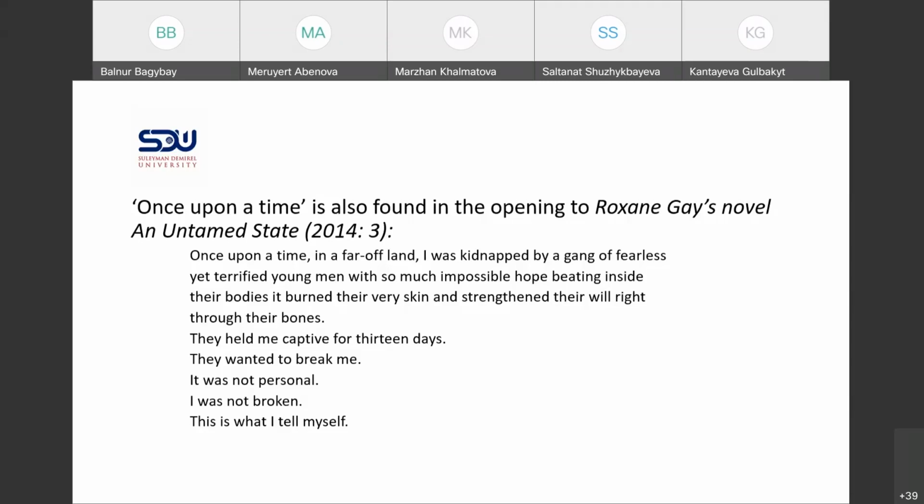Here the narrator is trying to find a way to understand what has happened to her, and she's trying to maintain her own self-worth through that shift. If you have a look at the constructions, like it was not personal, I was not broken, it is being portrayed that the narrator is refusing to be weakened by that event. She is refusing to be shown as a weak person, in other words. Yet the final sentences, this is what I tell myself, are poignant admissions, suggesting that I was not broken, it was not personal, is a kind of lie.